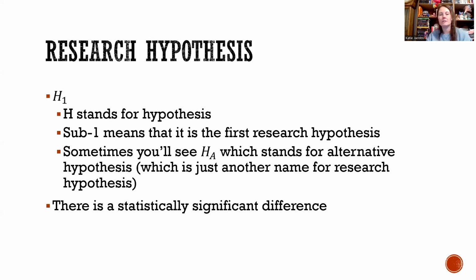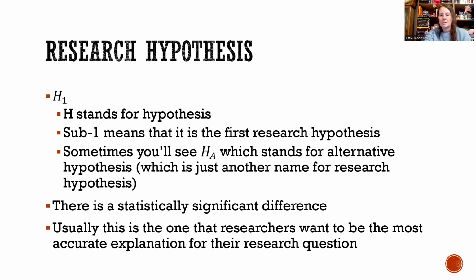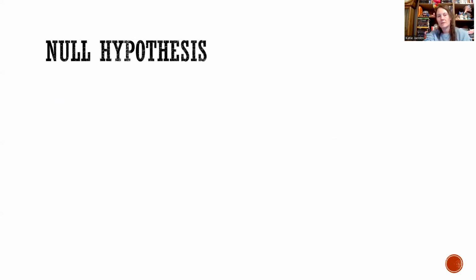Okay, so here we're saying there is a statistically significant difference. And when we're talking about research hypotheses, usually this is the one that researchers want to be the most accurate explanation for their research question. Okay. So then we also have our null hypothesis. Our symbol for null hypothesis is H sub 0.